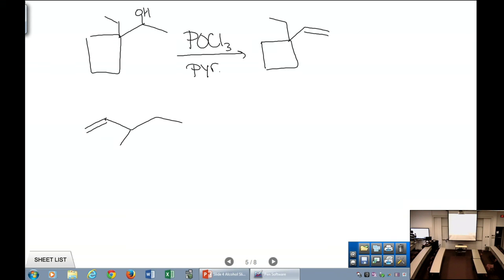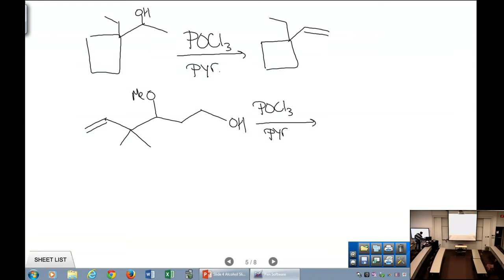If you had this double bond, and maybe an ether, and you try to do an elimination with this with sulfuric acid, you might react with the double bond in some way, you may react with the ether. It would just be a mess. But with phosphorus oxychloride, you will simply just react with the alcohol and make a double bond.